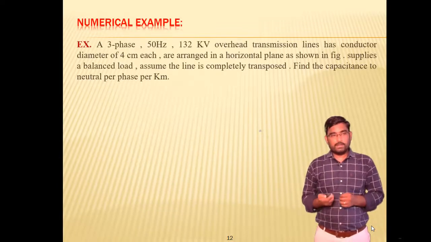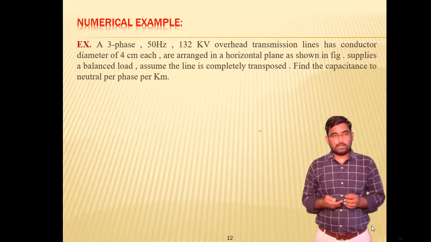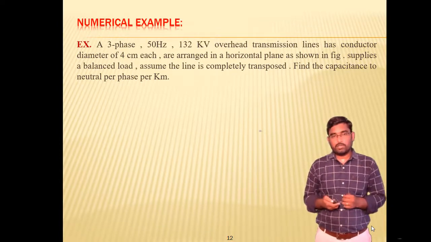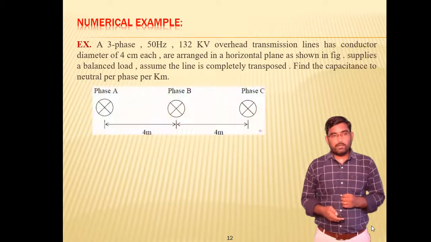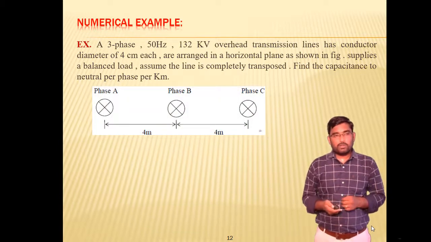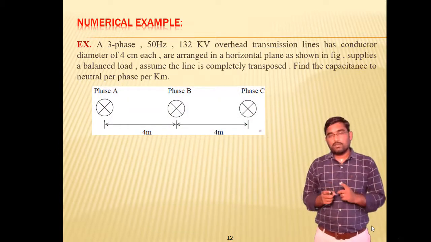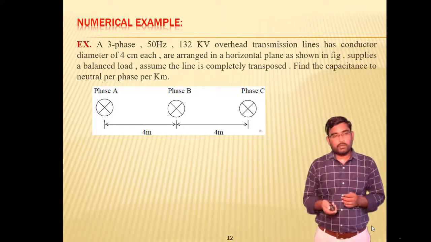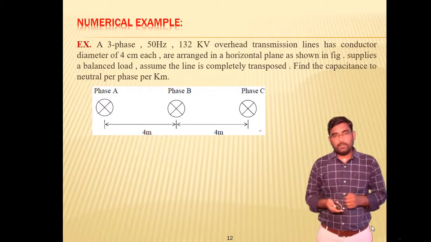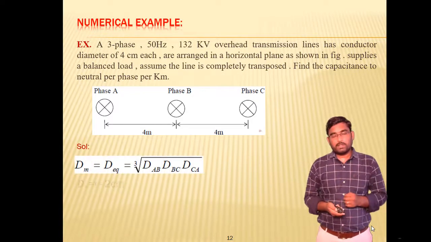Next, let us solve an example. A 3-phase 50 Hz 132 kV overhead line has a conductor diameter of 4 cm, arranged in a horizontal plane as shown in the figure, and supplies a balanced load. Assume that the line is completely transposed. Find the capacitance to neutral per phase per kilometer. See the diagram, it is unsymmetrically spaced. The distance between A and B is 4 meters, B and C is 4 meters, and between A and C is 8 meters. See the formula for capacitance.